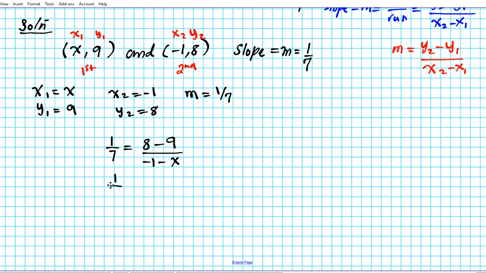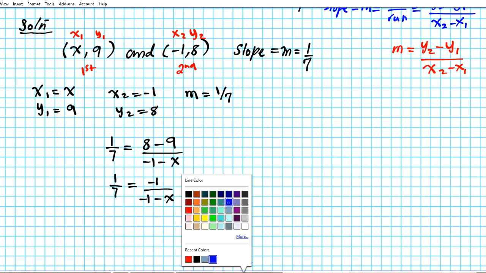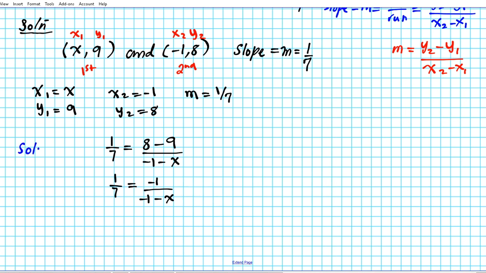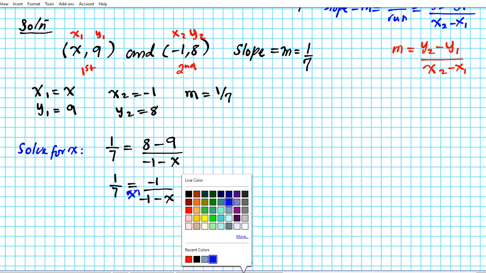If you take a look at the numerator on the right, you notice that these two constants can be combined. 8 minus 9 is negative 1, divided by, we still have a problem with this variable unknown in the denominator. All right, so note what we're doing right here. Our goal here is to solve for x. That's the missing coordinate value. Now what we're going to do is cross multiply, okay? So the denominator on the right will be multiplied with the numerator on the left, and the denominator on the left will be multiplied with the numerator on the right.